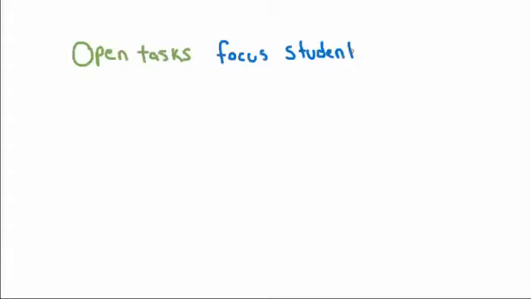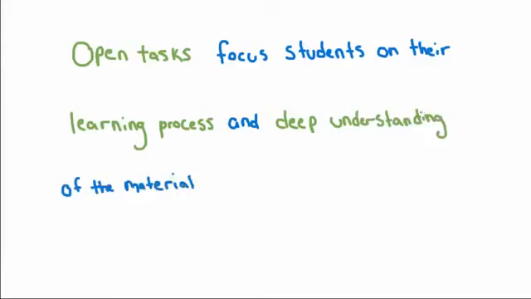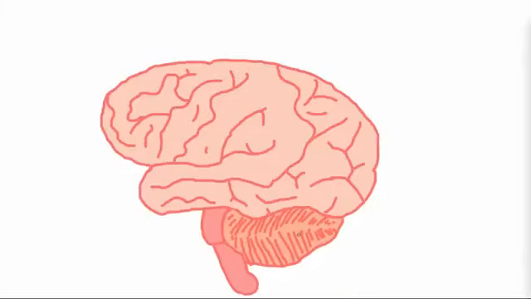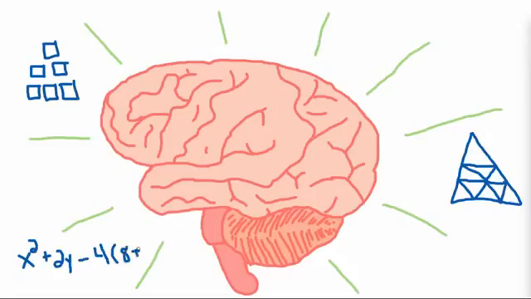Open tasks focus students on their learning process and deep understanding of the material. In a growth mindset task, students can be asked to find patterns and to gain a conceptual understanding prior to a mathematical understanding. Let's see an example from Professor Joe Bowler.